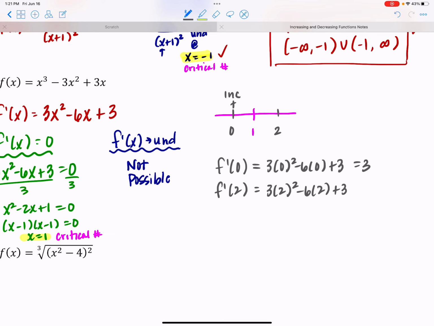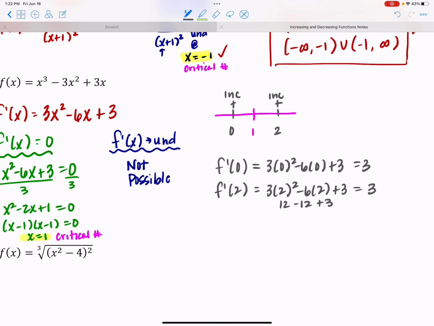So 2 squared is going to be 4. 4 times 3 is going to be 12. And then we're going to subtract 12 here, plus 3. So we end up with a 3 again, which means positive. So we're increasing here too.